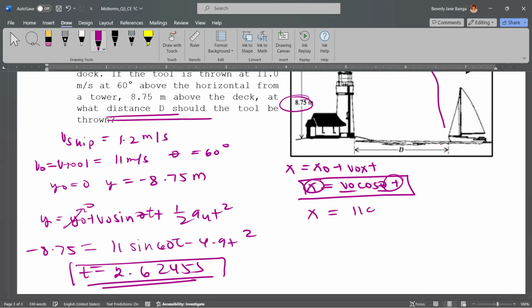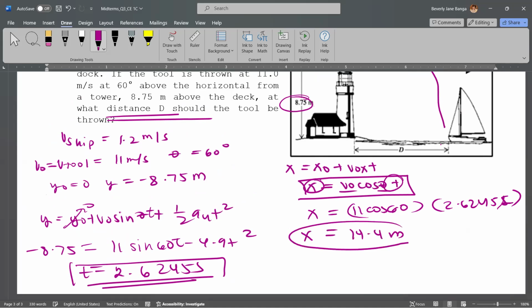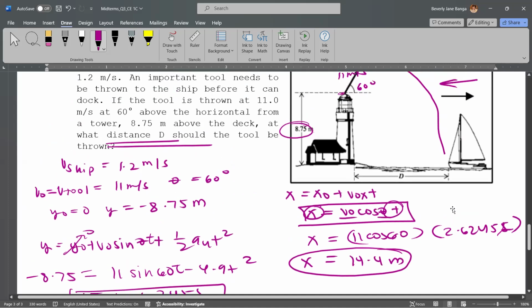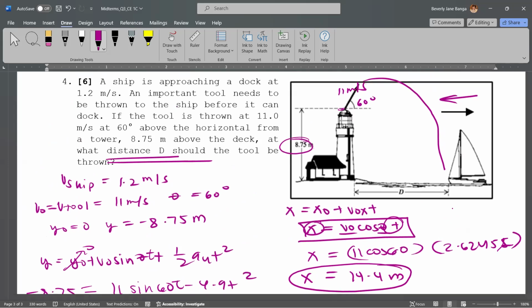So, you have 11 cosine 60 times 2.62455 seconds lang pala. So, this will give us x is equal to 14.4 meters. Okay? Pero this is not yet the final answer. Take note, malalaglag siya sa 14.4 meters. So, kunwari, ito yung 14.4 meter mo. Diyan siya malalaglag.